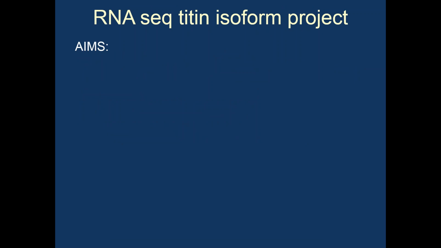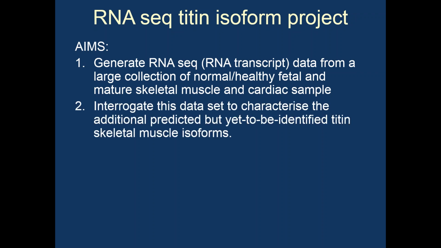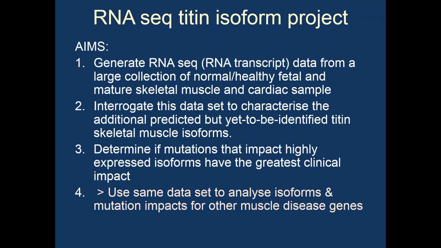We've also got a big isoform project. So what we want to do is sequence, so look at the RNA transcript data from a whole lot of normal healthy skeletal muscle and cardiac samples, and to actually work out and characterize the yet to be identified isoforms that we know are there, but we just don't know much about. And to determine also if the mutations that impact the highly expressed isoforms at different times in development have the greatest clinical impact. So for instance, if you have a mutation that impacts a highly expressed fetal isoform, does that make it more likely that you have a more severe early presentation? And also we can actually use the same data set again and again to analyse other disease genes. So having that data set is really important, and it's the subject of a grant that I've been putting together in the last few weeks.